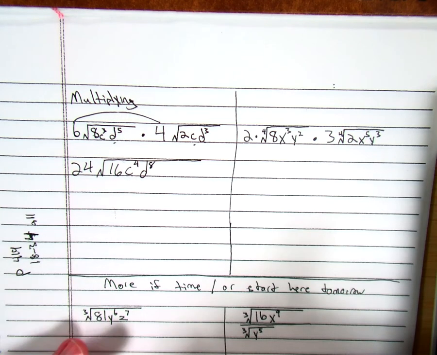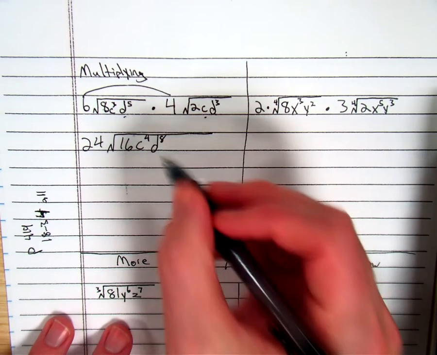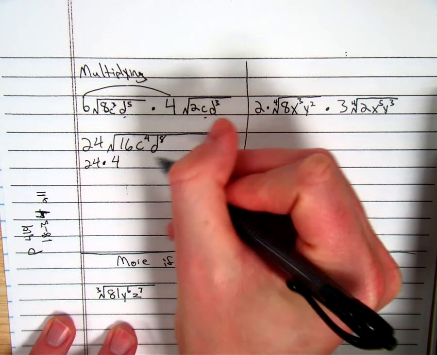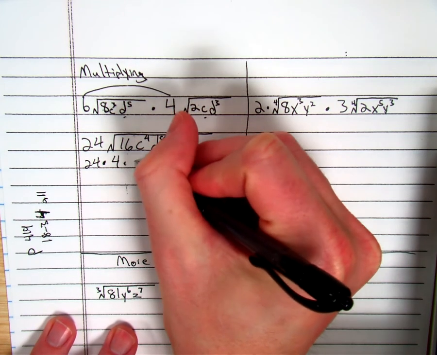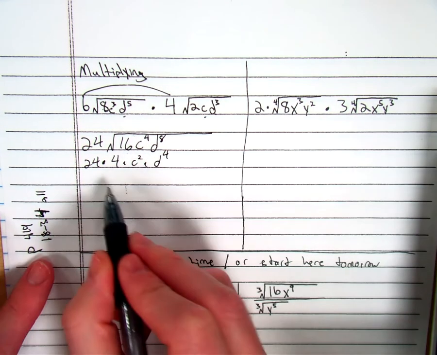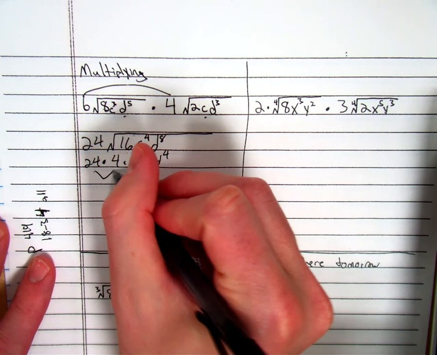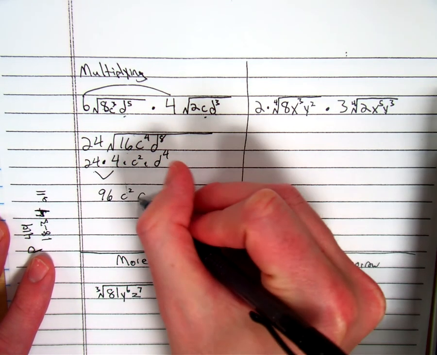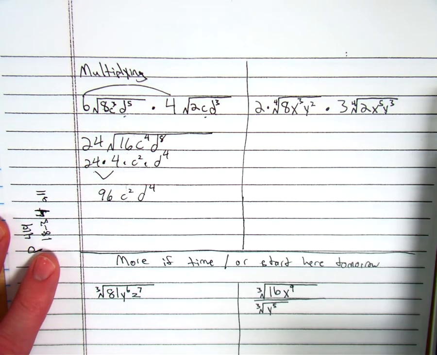Okay. And this is the first one, so it's super friendly. The square root of 16 is 4. The square root of c to the fourth is going to be c squared. The square root of d to the eighth is going to be d to the fourth. And we'll have 24 times 4 for 96. C squared d to the fourth.